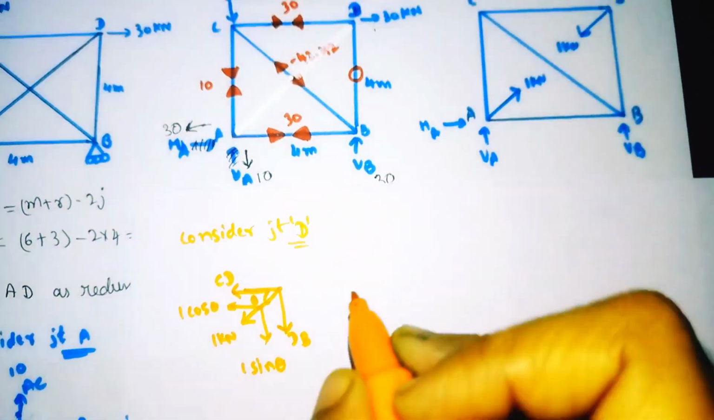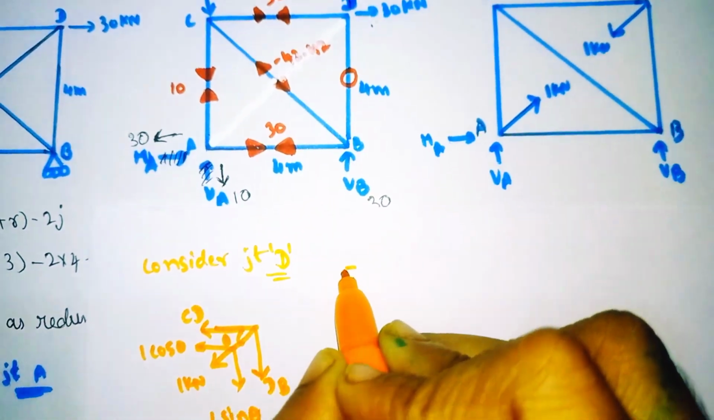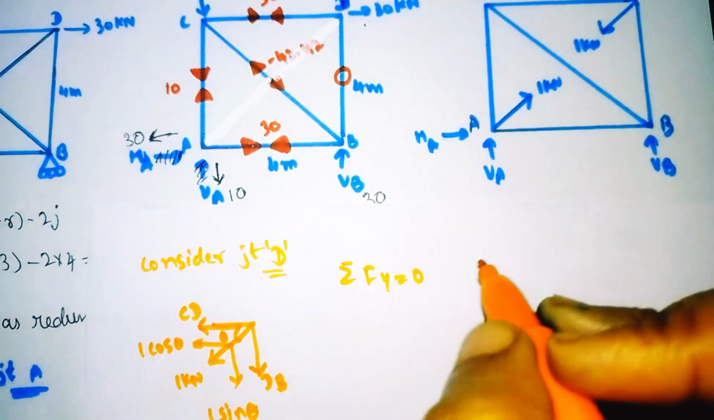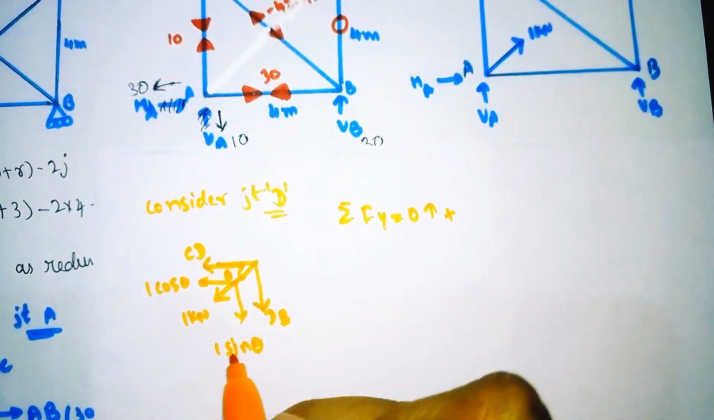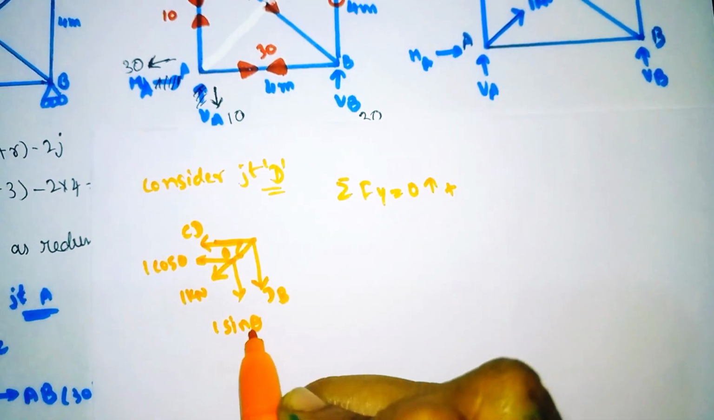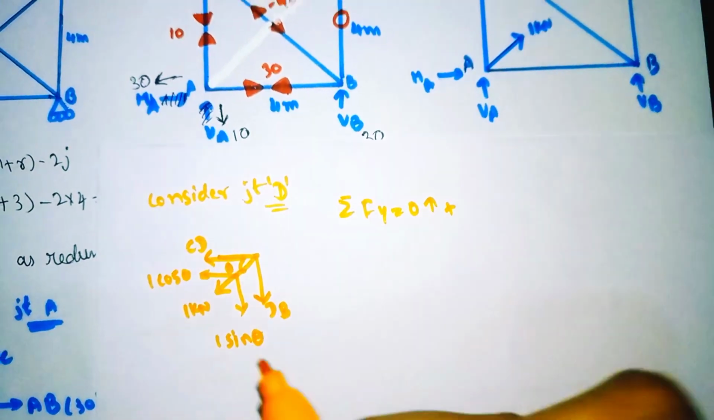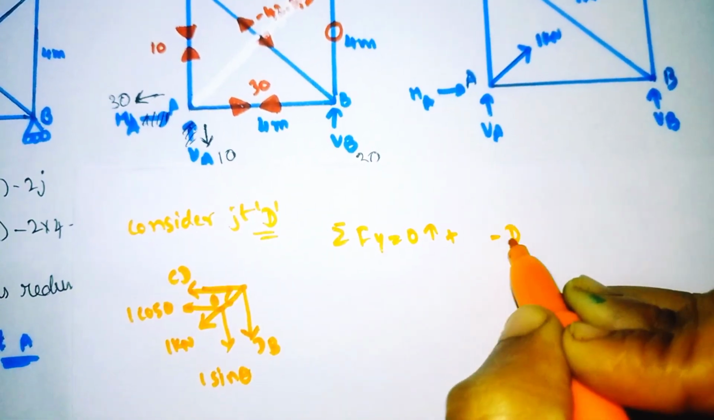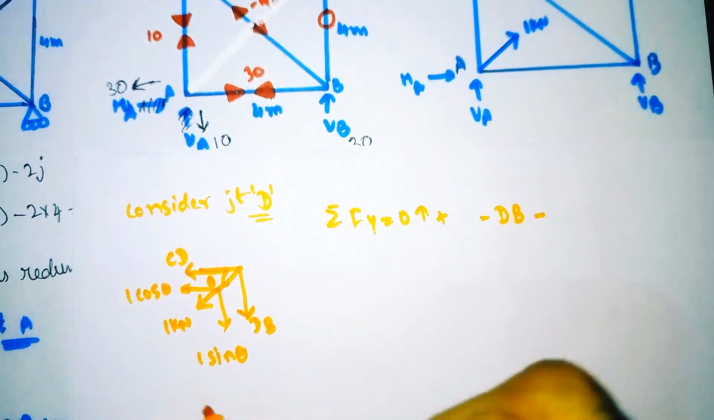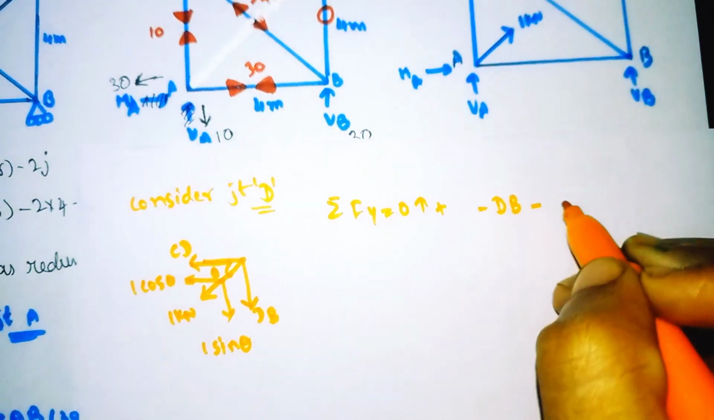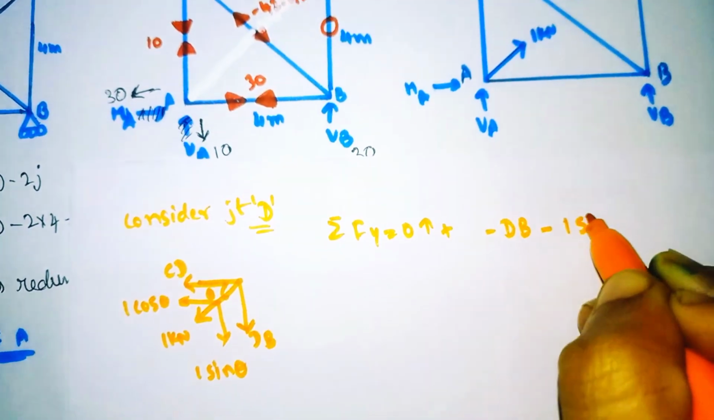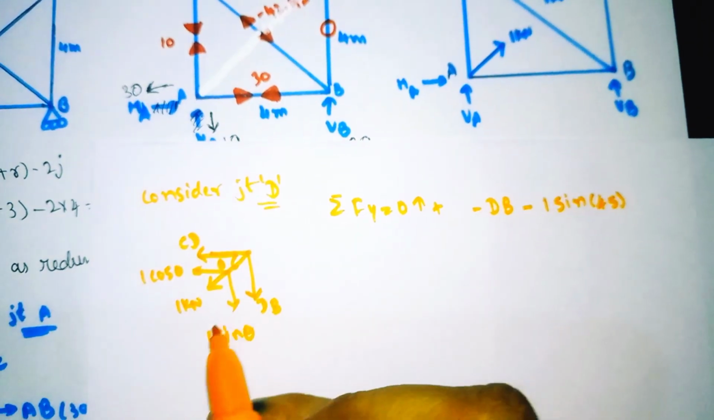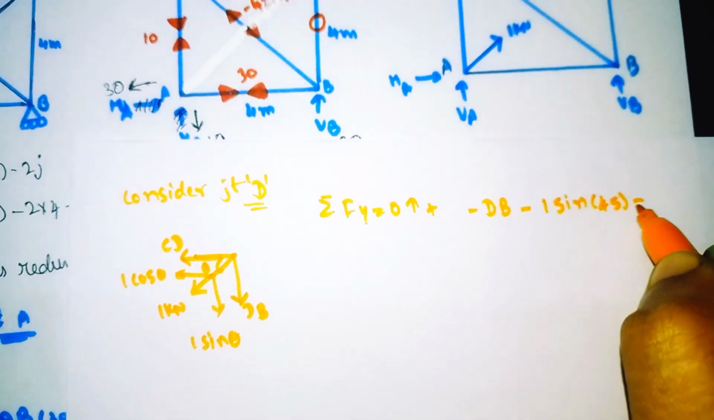Now we will apply summation of all the vertical forces equal to 0. Upward we take as positive. Here the vertical force is 1 sin theta, and DB is also vertical. It is moving downward, so we need to take minus DB, and our 1 sin theta is also moving downward, so minus 1 sin theta, where theta value we got was 45. So sin 45. Are there any other vertical forces? No, only these 2. So it is equal to 0.